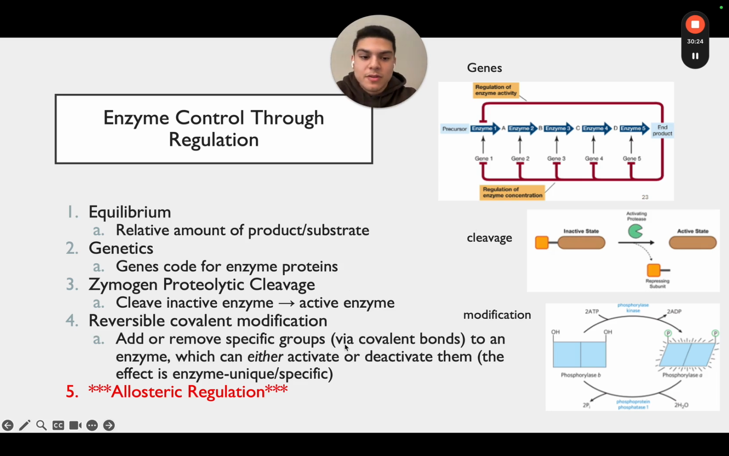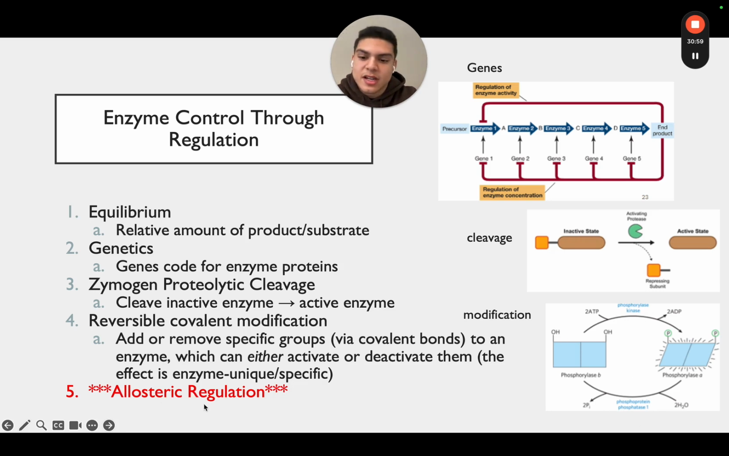Then there's reversible covalent modification. Think of phosphatases, protein kinases, phosphorylation, glycosylation. You're adding and removing specific groups via covalent bonds. Right here in this diagram, these are covalent bonds to an enzyme, which can either activate or deactivate it. And the effect is enzyme-unique and very specific. We'll see cases in gluconeogenesis, or glycogenolysis. I think this is an example of glycogenolysis, where phosphorylase breaks down glycogen, and it has a kinase and a phosphatase that allow it to either be activated or inhibited.